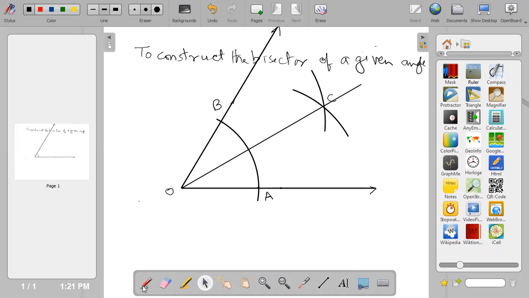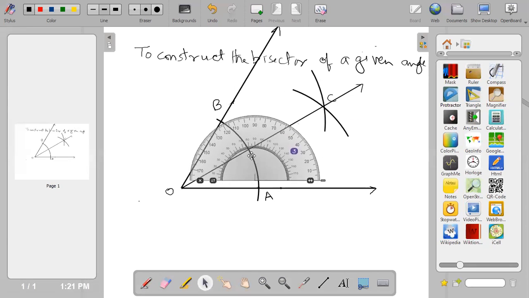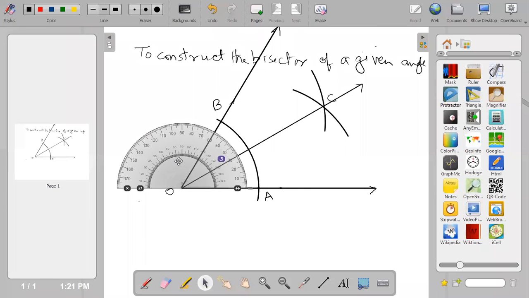So this line will divide the given angle into two equal parts. If you measure this part and this part, they will be the same. You can check with this measurement. You put this here, you are getting about 30 degrees, correct?